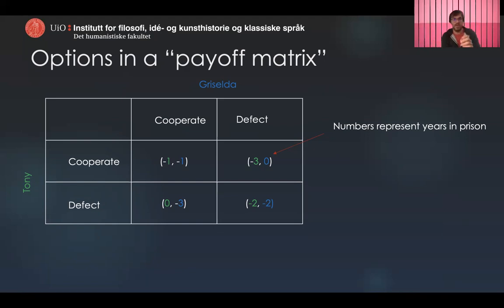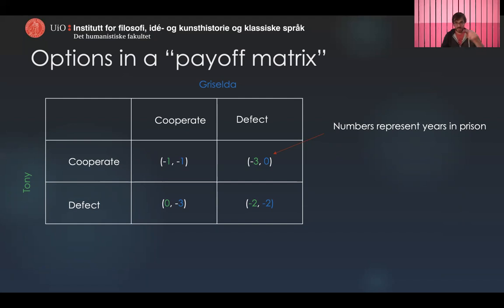Okay. Now let's look at it, now we write down the numbers. In numbers, we write down the number of years in prison they have to serve. Okay, and the blue numbers correspond to Griselda, the green numbers correspond to Tony. So let's say if both cooperate, then they can be only convicted of the minor crime, so they get 1 year in prison. So we write 1 year, because it takes 1 year from their life, so minus one. So if they both cooperate, they both get minus one.